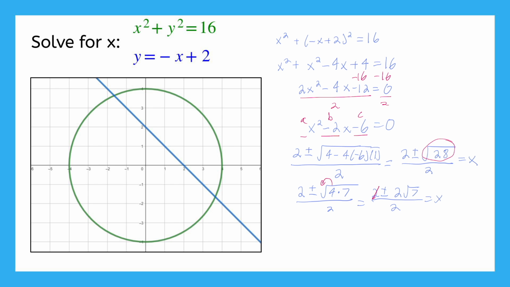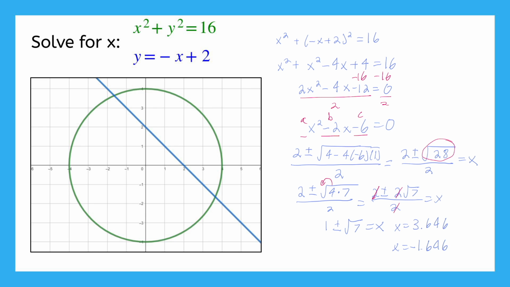And all of these 2's can cancel out to get our final answer of 1 plus minus the square root of 7 is equal to x. And in case you are interested in what that is like as a decimal, the answers are x is equal to 3.646 and x is equal to negative 1.646. Once again, we aren't quite done yet.